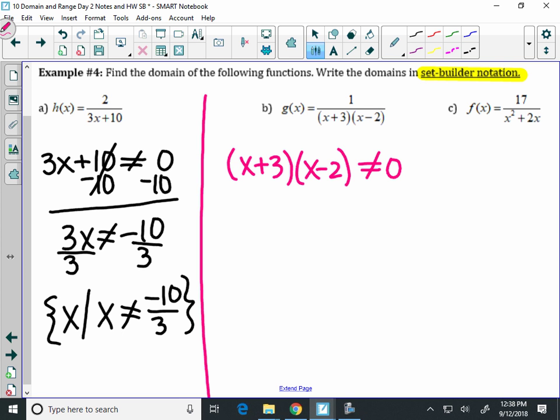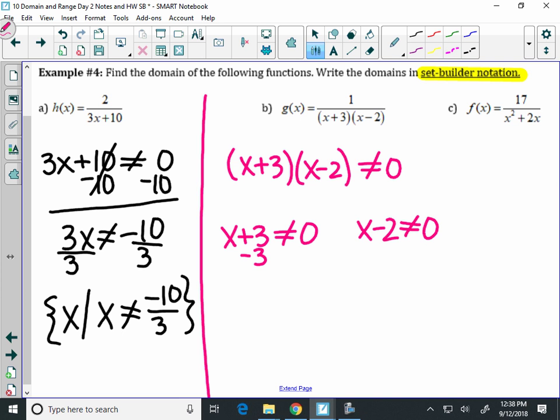This is factored form. Does that at least look like the answers on your Factor Master test? Yes. Okay, so if you have factored form, you're going to take each one of those factors and set each of them not equal to 0. So x plus 3 not equal to 0 and x minus 2 not equal to 0. And then you're going to solve for x.